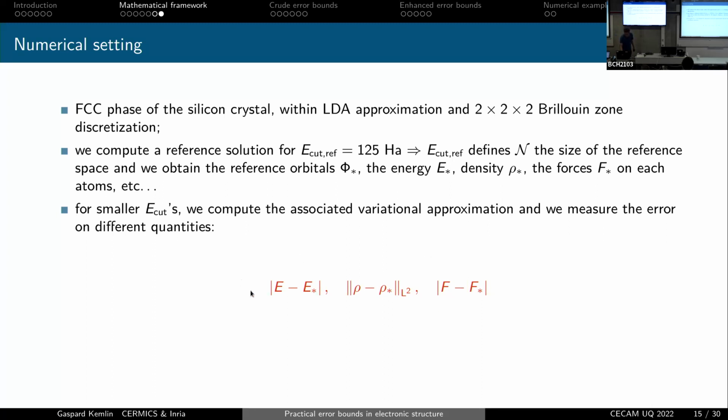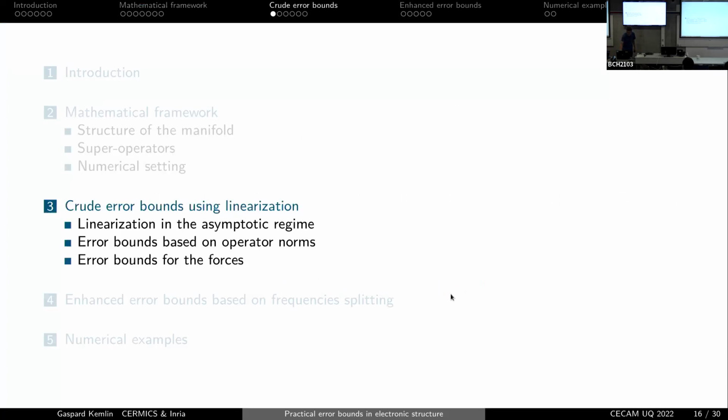And in particular, we will look at the difference on the energy, where E is here in some smaller subspace, same for density, and for the forces acting on the two atoms of silicon. So we moved the silicon atoms a bit from their reference equilibrium position, so that the forces are not zero. And then we try to estimate the error on the forces.